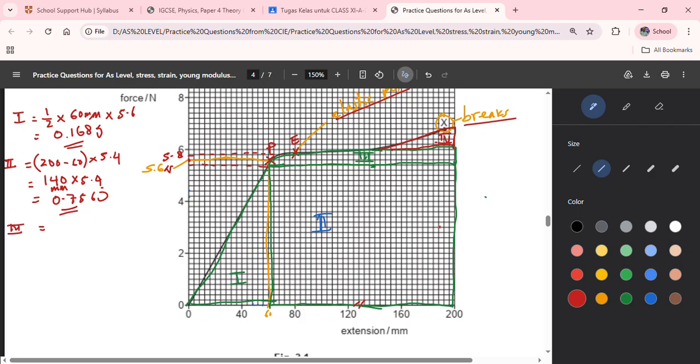For number 3, the length is the same, 200 minus 60, which is 140, times this height. These are 3 squares, which is 0.2, 0.4 and 0.6 newtons. This one is still in millimeters, so 140 times 0.6 divided by 1000 is 0.084.